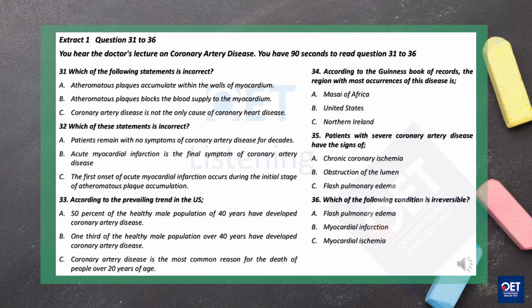Infarction means the tissue has undergone irreversible death due to the lack of adequate oxygen-rich blood. A patient may develop a rupture of an atheromatous plaque at any stage of coronary artery disease. The acute rupture of the plaque may result in acute myocardial infarction.